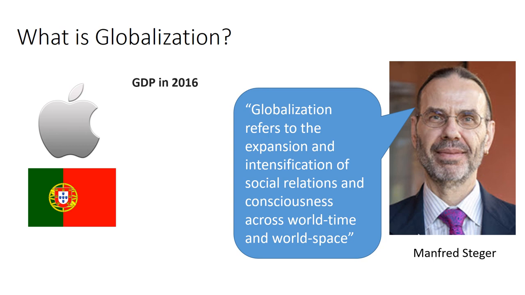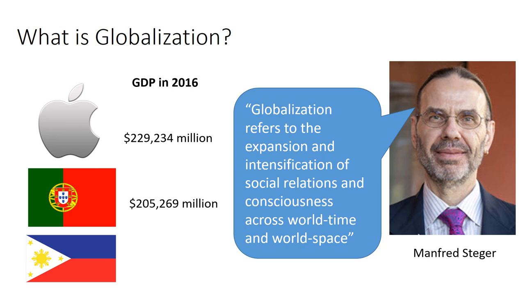In 2016, Apple earned about 229,234 million dollars. Comparing it to Portugal, the GDP of Portugal is only 205,269 million. Do you think the Philippines has bigger income than Apple? Yes, we have a bigger GDP, according to Business Insider. It's $304,900 million. But compare it to the income of Apple.